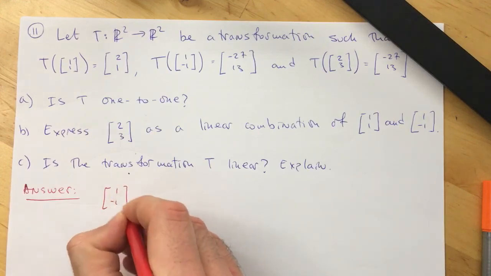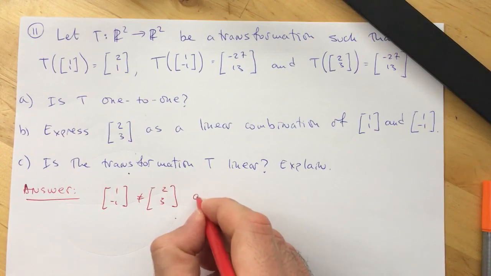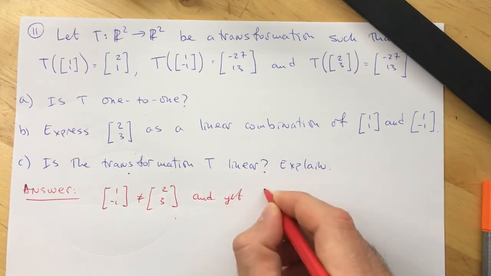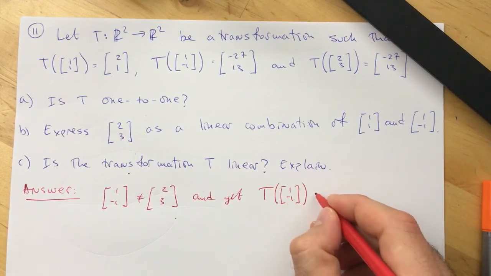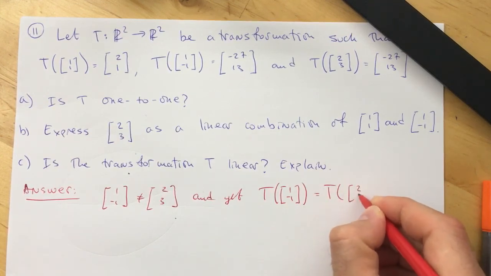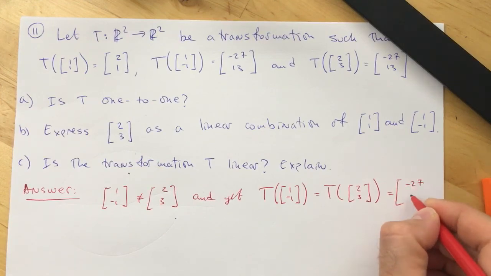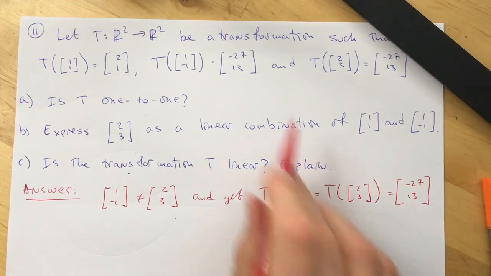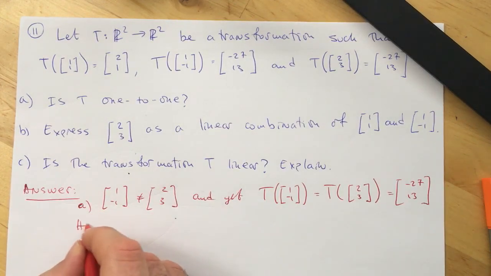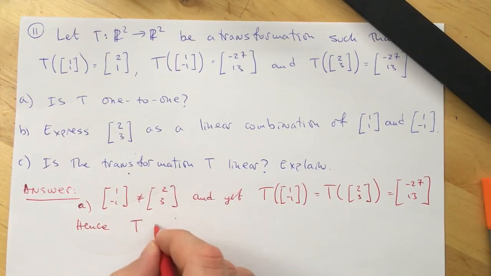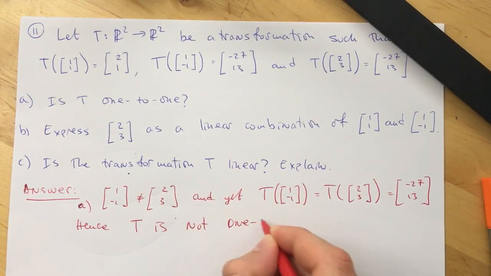1, negative 1 is not the same as 2, 3, and yet T of 1, negative 1 is equal to T of 2, 3, which is equal to negative 27, 13. This is just given by the condition, right? So hence T is not 1-to-1.